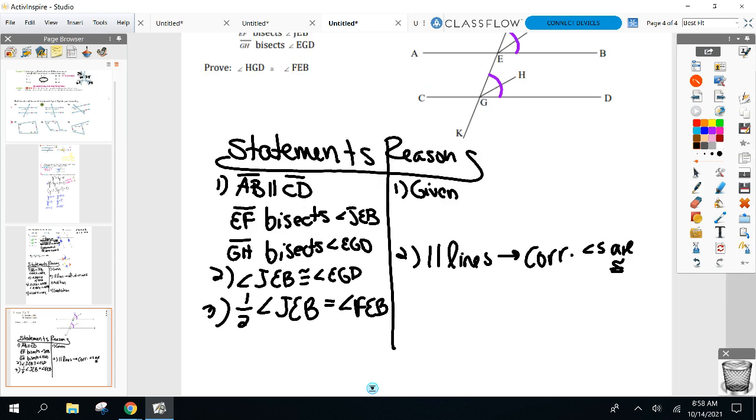All right, let's keep grinding. That's not the only angle I'm going to take half of. I'm also going to take half of EGD, and that'll be angle HGD. What's my reason going to be here? Yeah, bisect. The bisector told me you were going to take half of those angles. Yeah, definition of bisector.